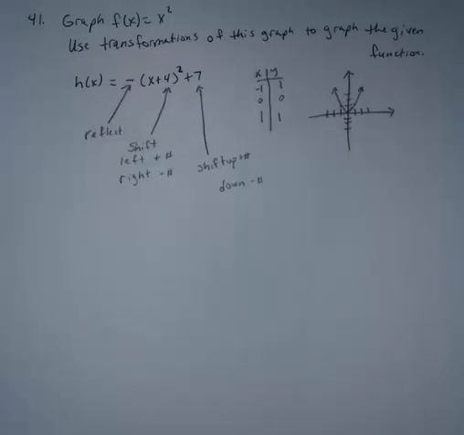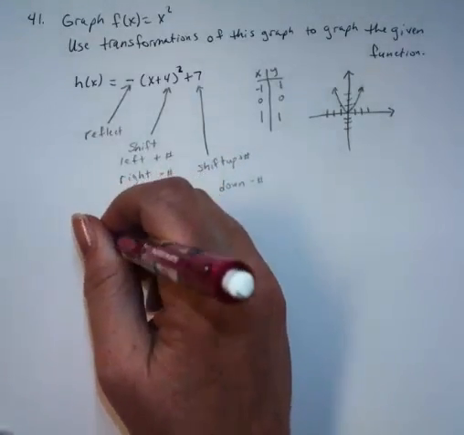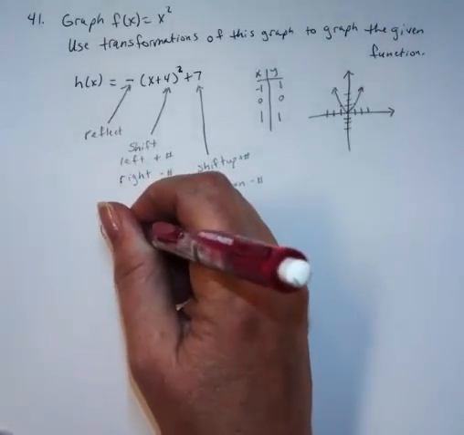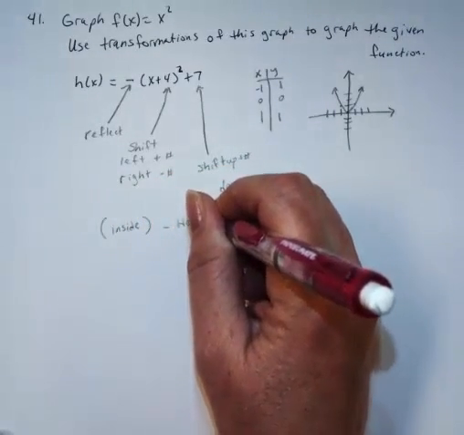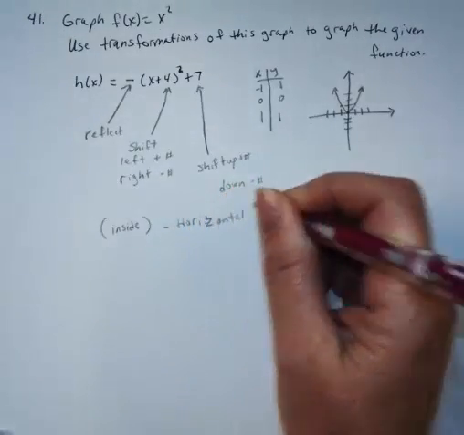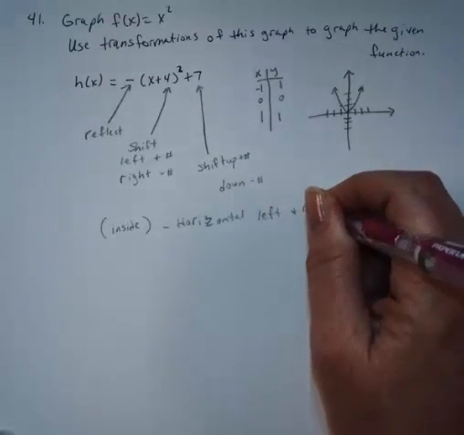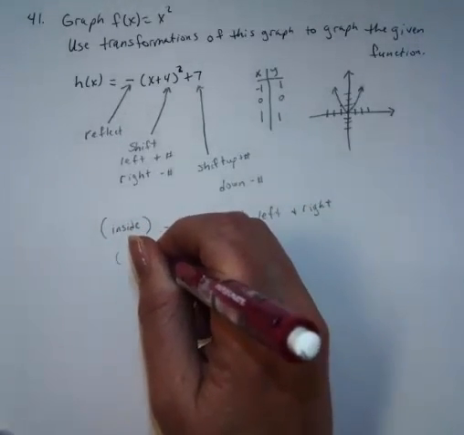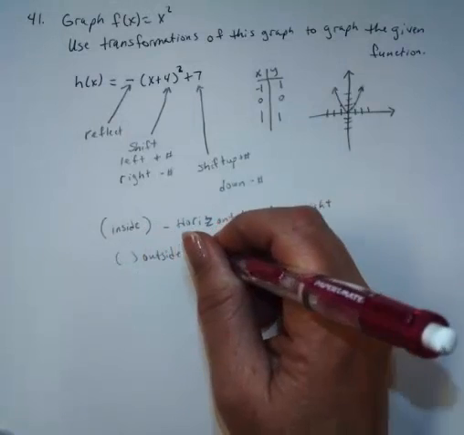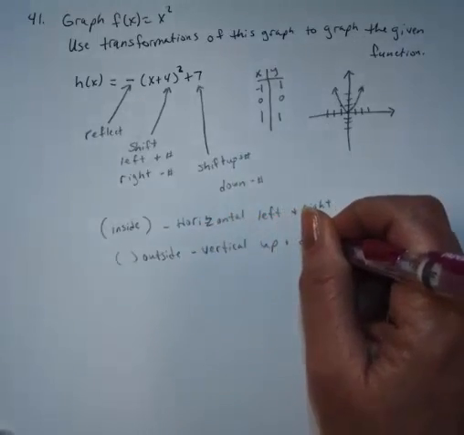So one of the things to give you an idea of what you need to worry about is if it's inside the parentheses, this tells us that it has to do with the horizontal, which is our left and right. If it's outside the parenthesis, so if it's on the outside, this tells us it has to do with the vertical, which is the up and down.